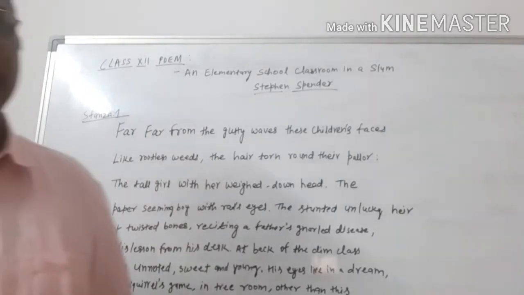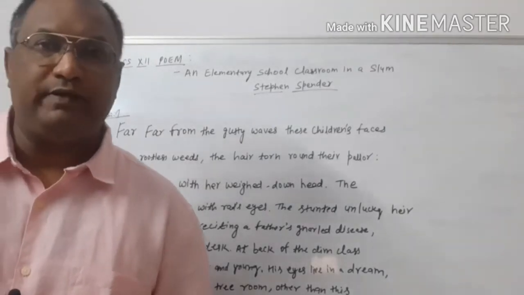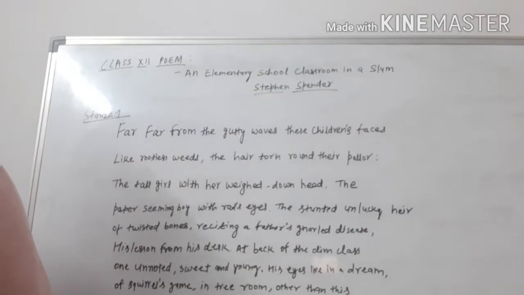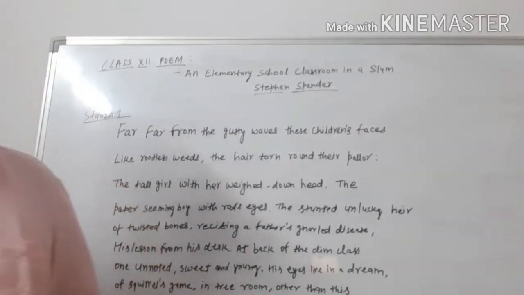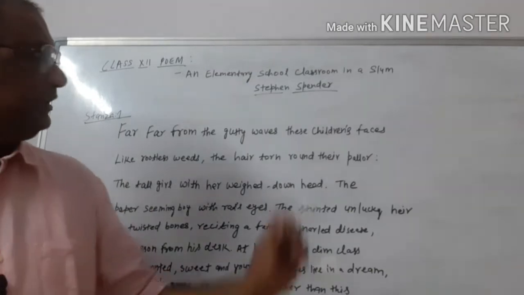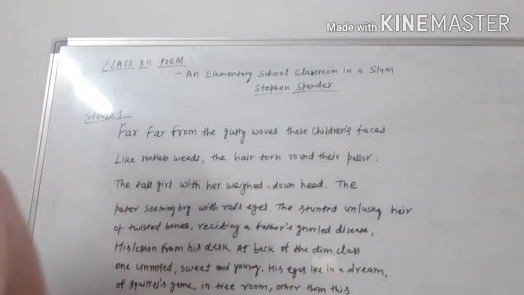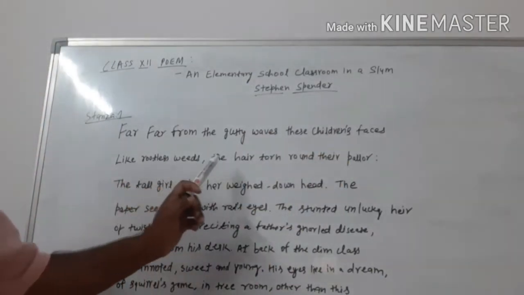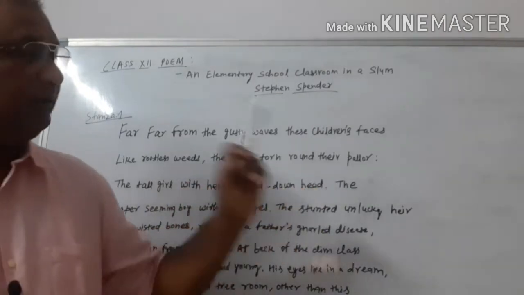If you have your books with you, you can recite from there line by line. Try to understand, try to interpret the meaning. So it is: far, far from gusty waves, these children's faces, like rootless weeds, the hair torn around their pallor.